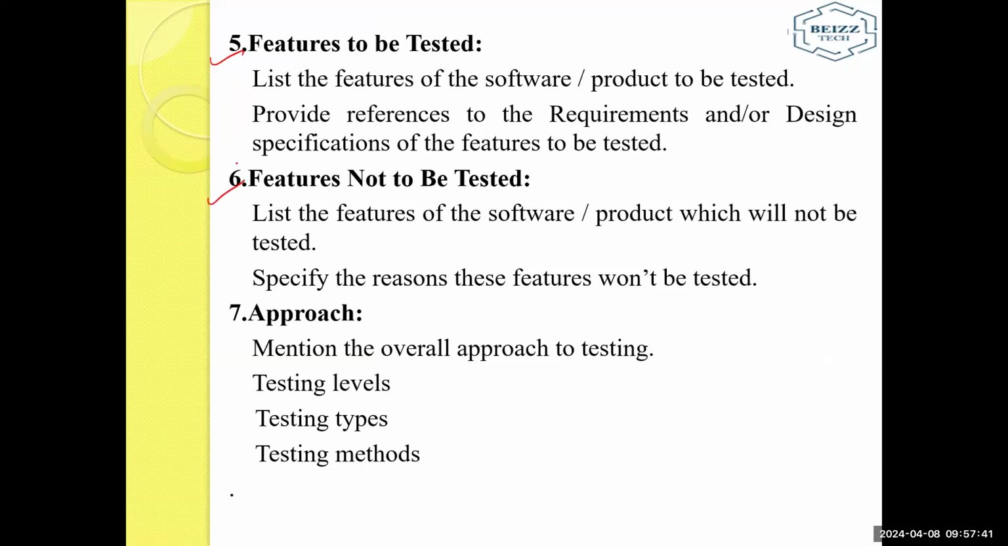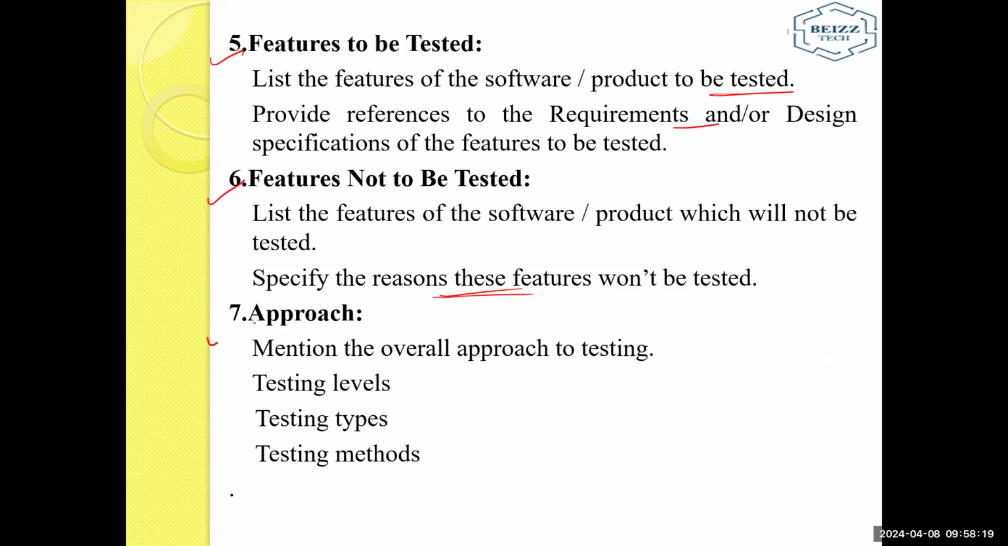Features to be tested, not to be tested, is related to scope. Means list of the features of the software to be tested. Provide reference to the requirement and design specification of those features to be tested. Features not to be tested means list of features of the software which will not be tested in the same cycle. So those things you will get here. And even the manager has to specify the reason why we are not covering this feature in the current build. So mostly the common reason is that it is not required for this current build or it is not a part of the current build. So we are not going to cover it.